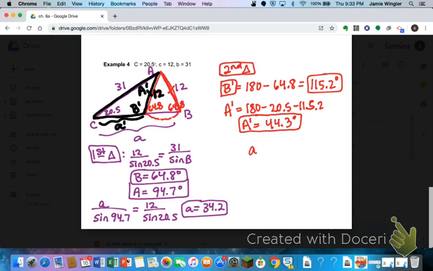So now side A prime at the bottom is opposite of the 44.3 that we just found, and then the 12 is opposite of the 20.5 that was given. So when you cross multiply, we get side A prime to be 23.9.